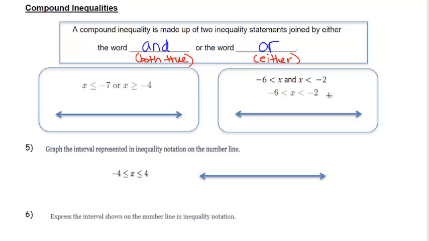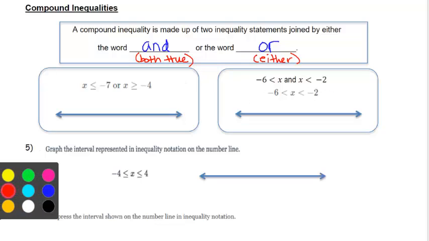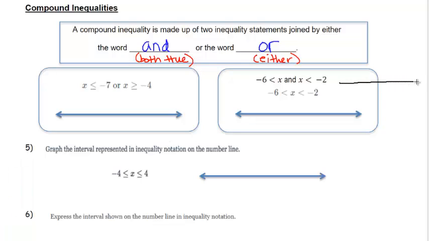So here's what we're going to do. I'm going to do the and first. When we work on and, sometimes it helps to do a little side work over here. All right, so we want -6 less than x, and x has to be less than -2. And we have to make both of these true. It can't be either of them, okay? So let's put this on a number line.